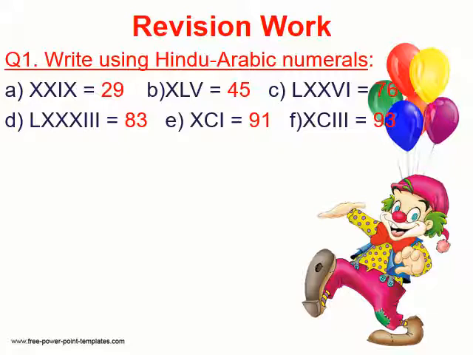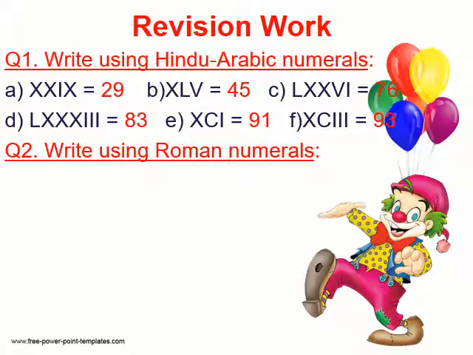Now children, let's come to the F part. So in the F part we have XCIII. So what is the value of this Roman numeral XCIII? It is 93.